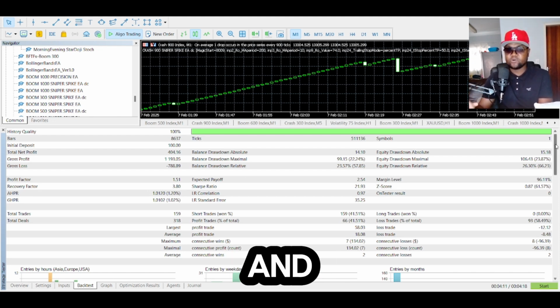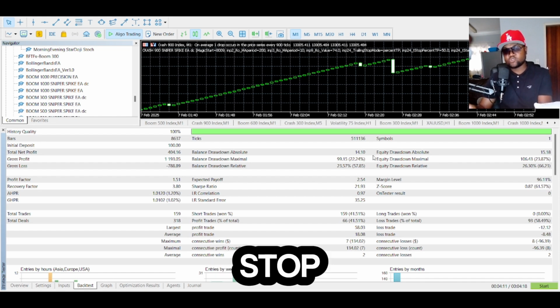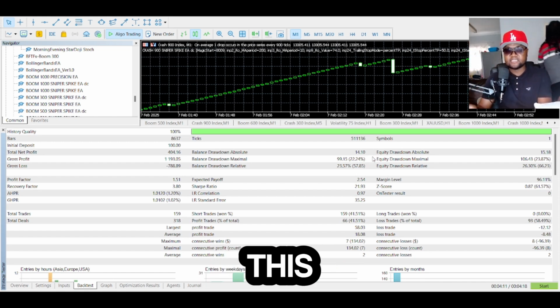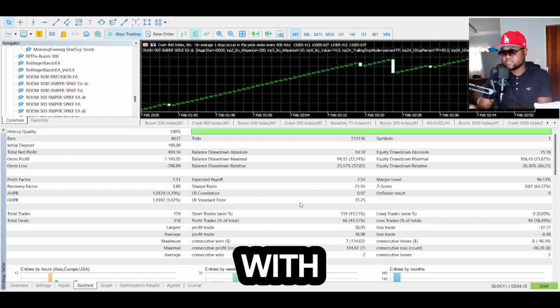Okay, so the EA has an SL and a TP already set on this particular EA, and there's also a trailing stop. And another thing is this: the lot size is adjustable, so you can play around with these things. So these are the results for Crash 900.